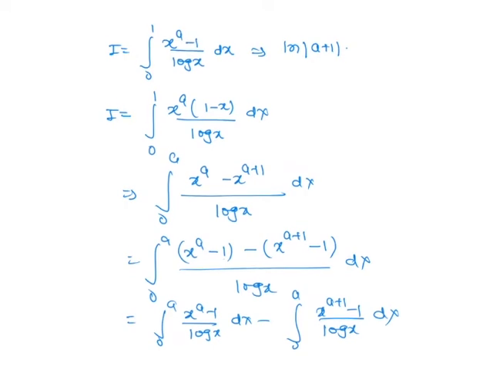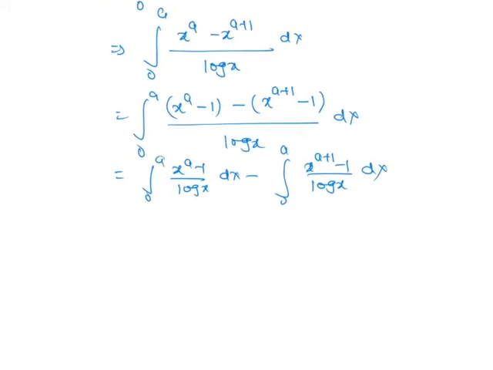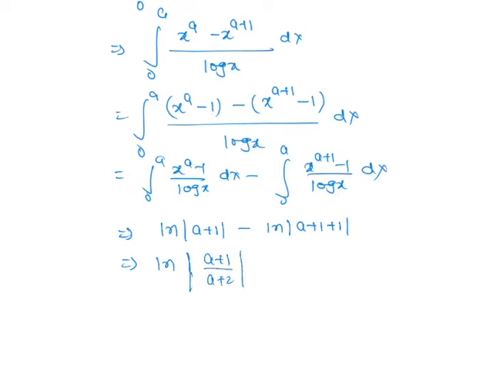Now from there we can say the first value will come as ln modulus of a plus 1, minus the second value, which will come ln modulus of a plus 1 plus 1. So this will come ln modulus of a plus 1 divided by a plus 2. This is your answer of this problem.